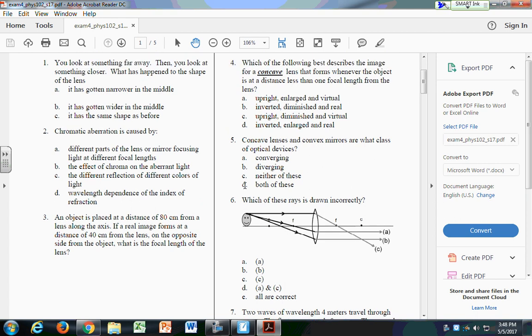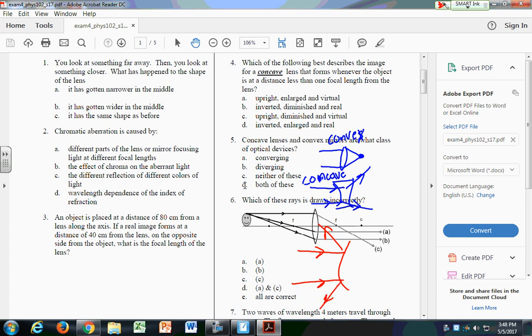With optical devices, we have some that are converging. Just looking at convex lenses, this is a convex lens. It causes light to converge. However, concave lenses cause light to diverge. So this is a concave lens. Concave lenses and convex mirrors are similar. This is a convex mirror. The light rays come in and they diverge from one another. That's why they act identically, actually, in the types of images that they form. So concave lenses and convex mirrors are both diverging. They both cause the light to diverge. All right? You need to know that.